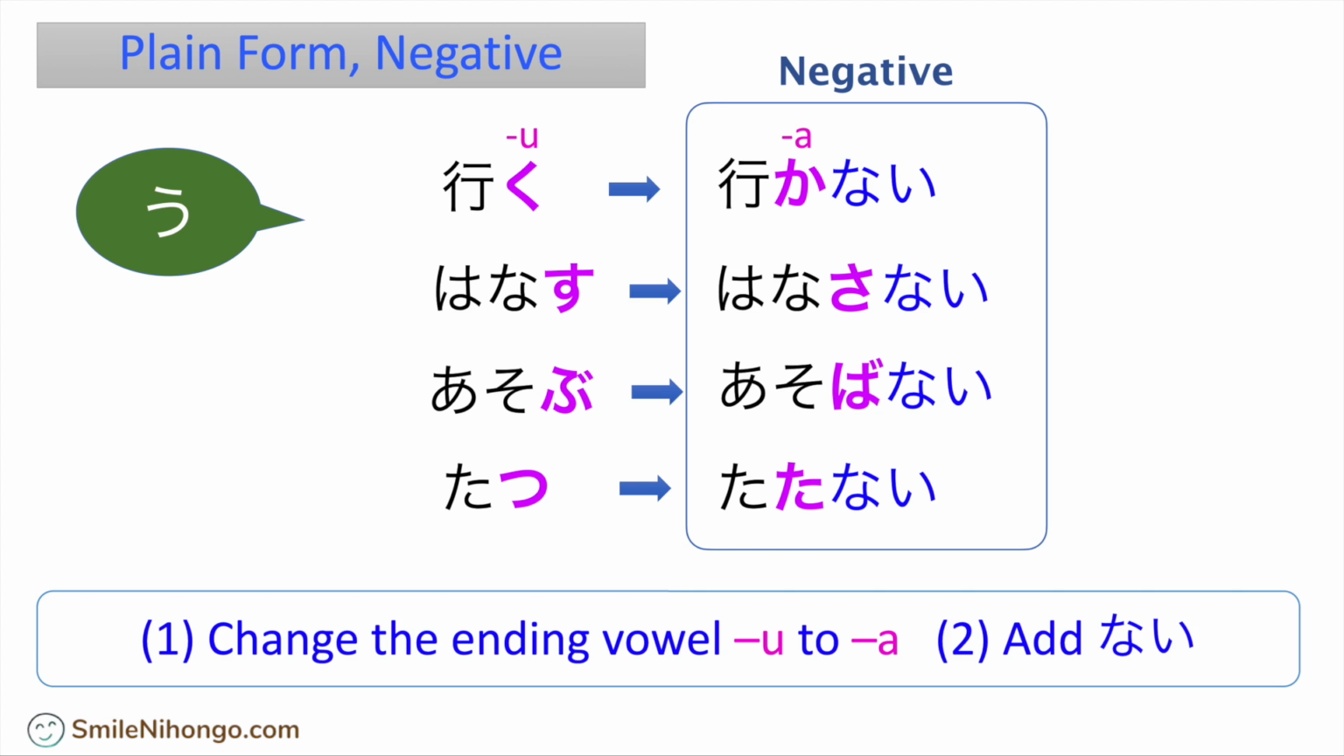So 行く becomes 行かない in the negative form. 話す becomes 話さない。遊ぶ becomes 遊ばない and 立つ becomes 立たない。 This is one way to remember to conjugate plain u verbs into the negative form.